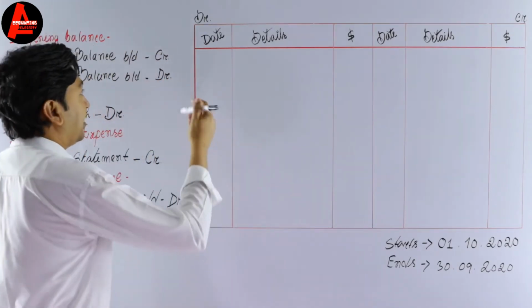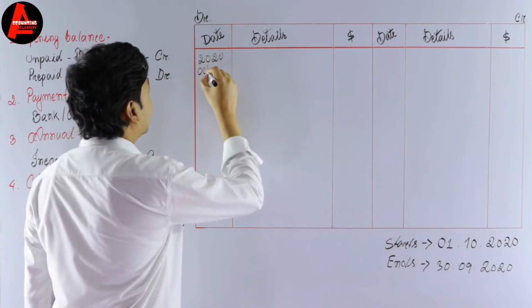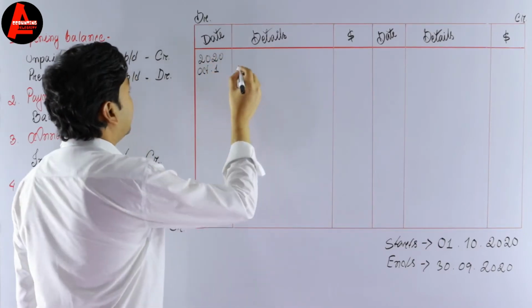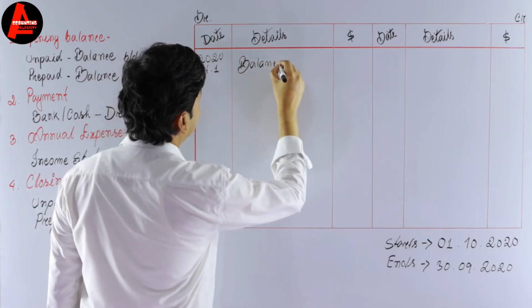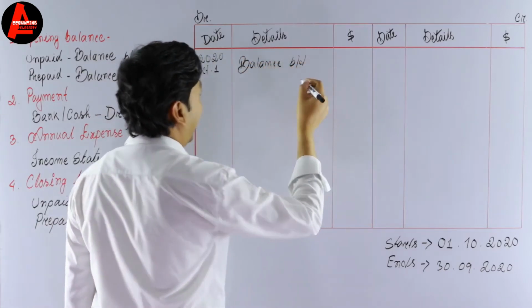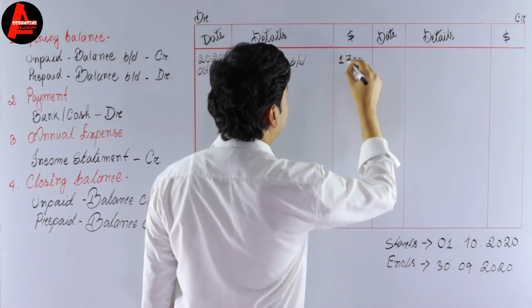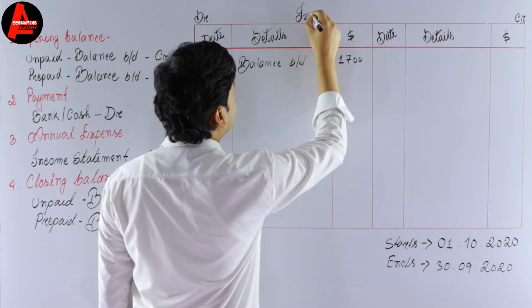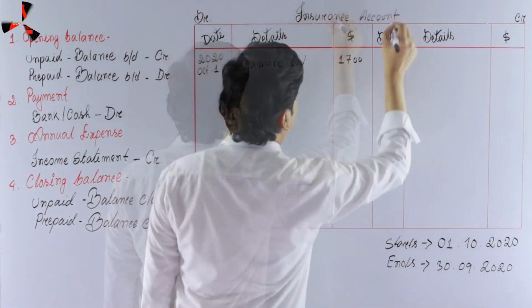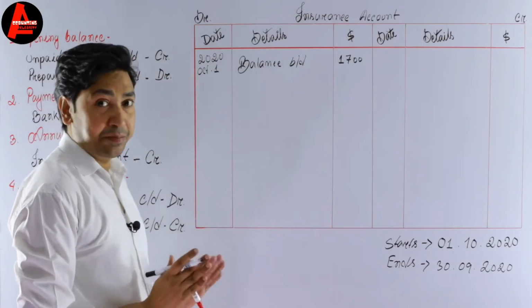We need to write the date first, 2020, October 1st, okay? So we will write here balance BD and the amount is $1,700. So let us write here insurance account. Okay, very good. So we already recorded balance BD.